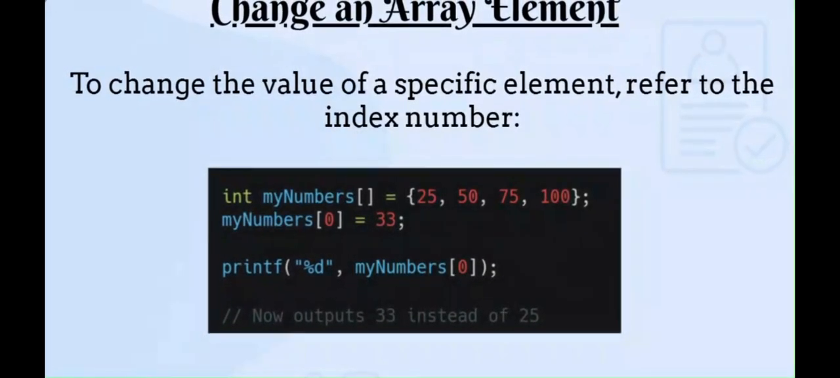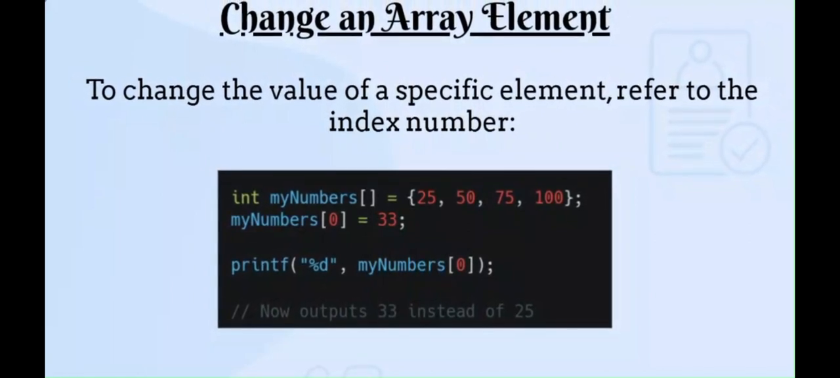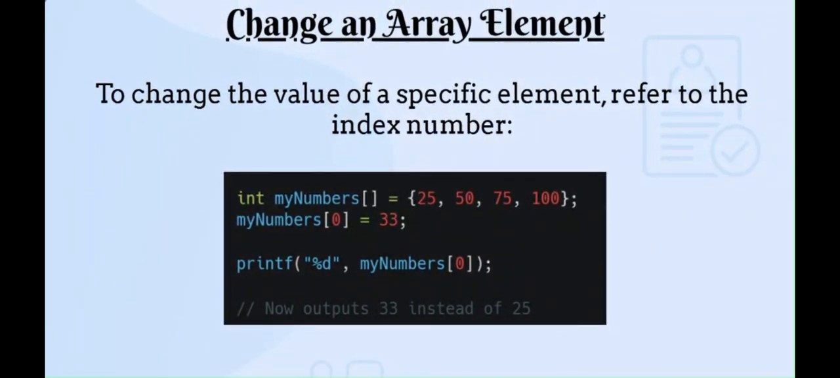Now, how to change an array element? To change the value of a specific element, refer to the index number. In the last example, if I need to change the value of the first element to 33, after the declaration of the array I write myNumbers[0] equals 33. And finally I get 33 instead of 25.